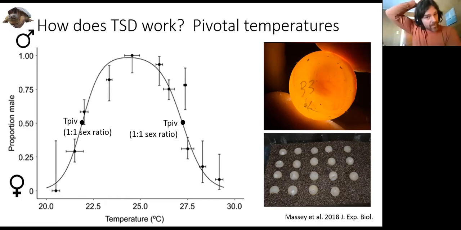A couple of key parameters that we've kind of made up, but that hypothetically exist, are the pivotal temperatures. The pivotal temperature is the temperature where you're expected to get a 1-to-1 sex ratio. In this case, there are 2 pivotal temperatures because we have a Gaussian-shaped reaction norm. We have a pivotal temperature at about 21 degrees Celsius, roughly, and another at just under 27.5 degrees Celsius.